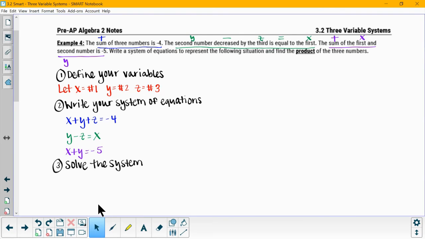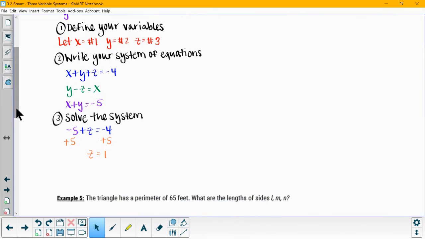So the first thing I'm going to do is notice again that I have this x plus y statement in two places. And this one's already solved for a number. So all I'm going to do is take this negative 5 and replace this x plus y with it. So I'm going to get negative 5 plus z equals negative 4. Going to add 5 to both sides, which is going to give me z equals 1. Now I'm going to solve for y.